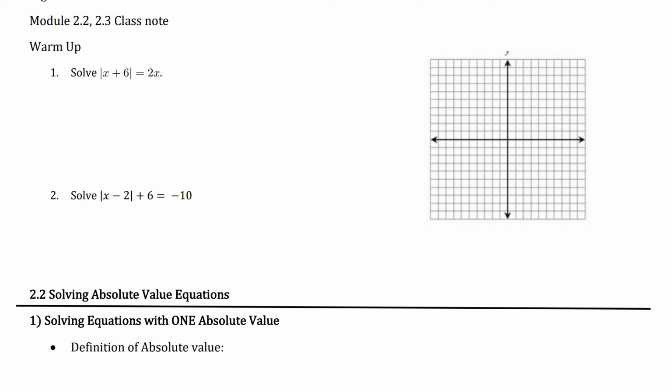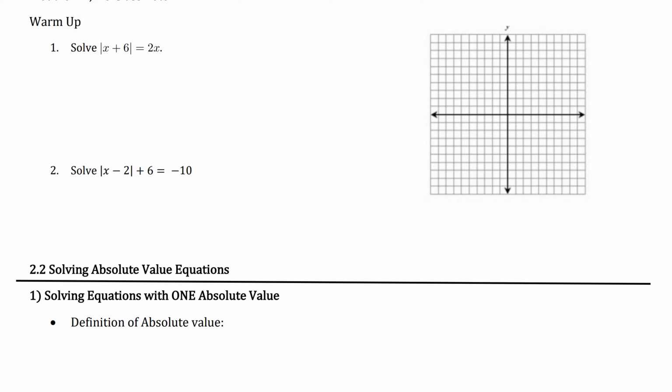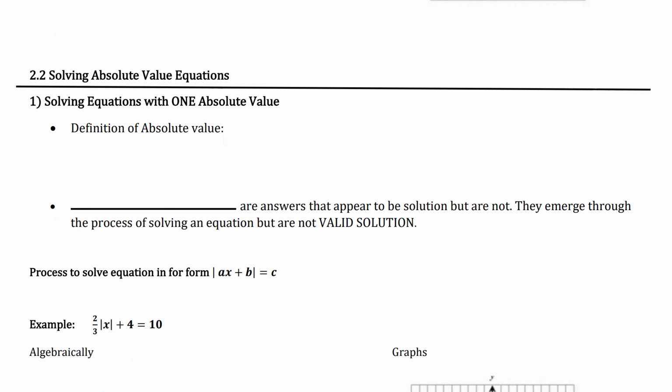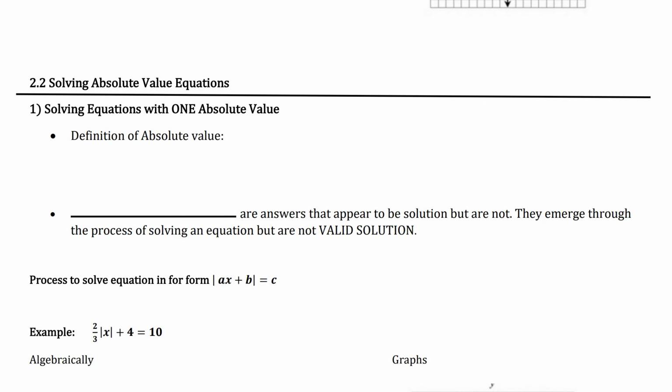Everyone. Today we are going to do modules 2.2 and 2.3 about absolute value equations and inequalities. Okay, let's do it. In order to do that, first we need to know the definition of absolute value. That's right. It's called the distance from zero, because absolute value is a physical distance.